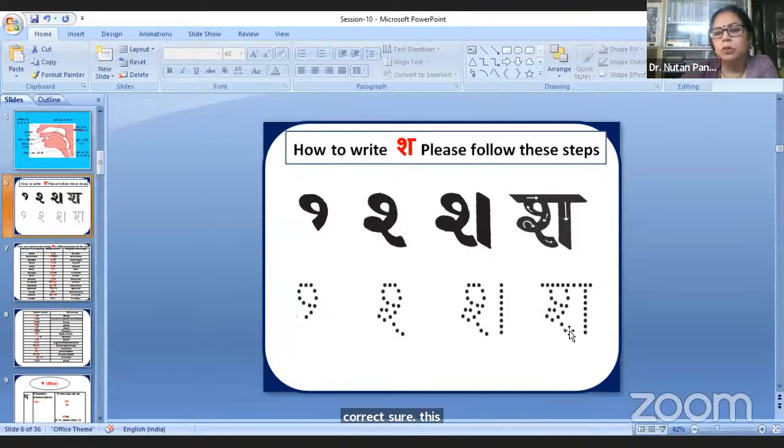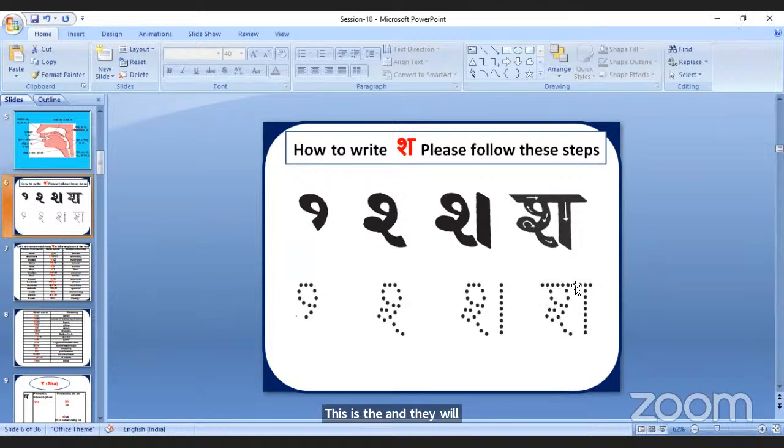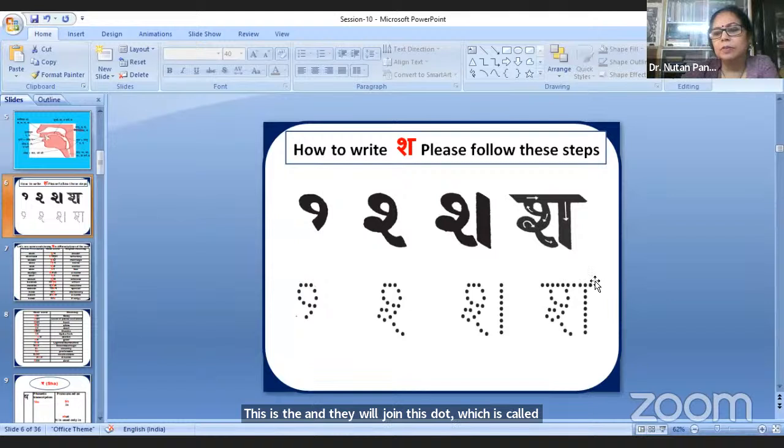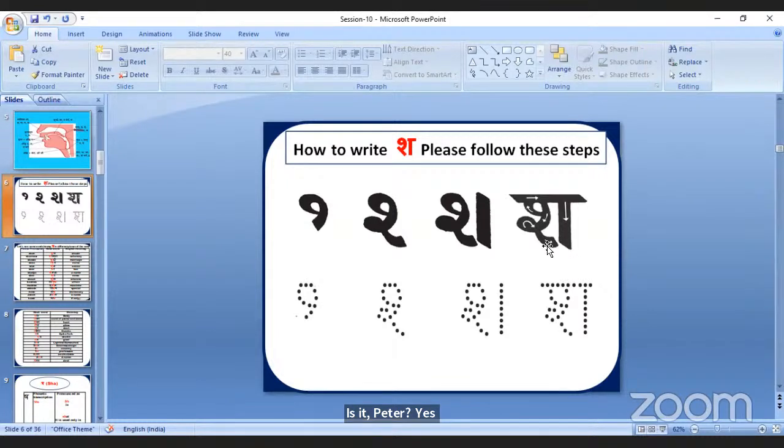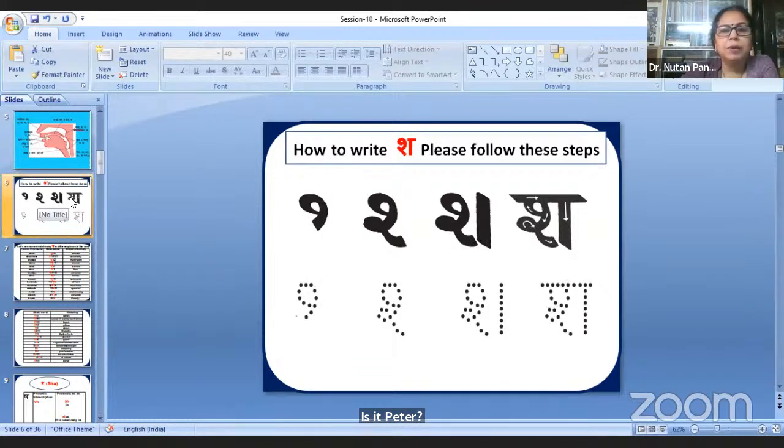This is the 4th step. You will make this line and then you will join this dot, which is called shirorekha. This is sha. Is it clear? Yes, it is, ma'am. Good. It is our writing procedure of making sha.